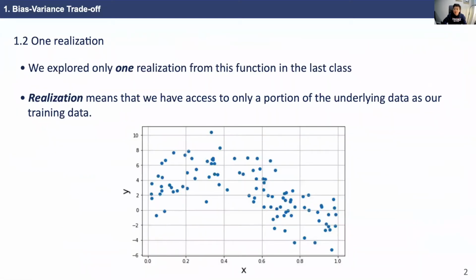So previously, we explored only one realization from this function in the last class. And realization here means that we have access to only a portion of the underlying data as our training data. So this realization can be unrepresentative or representative of the underlying population. For example, if we poll only houses where a household has a certain education level, or if it is done without considering racial, educational, age, or other types of biases, we're going to have very bad training data.